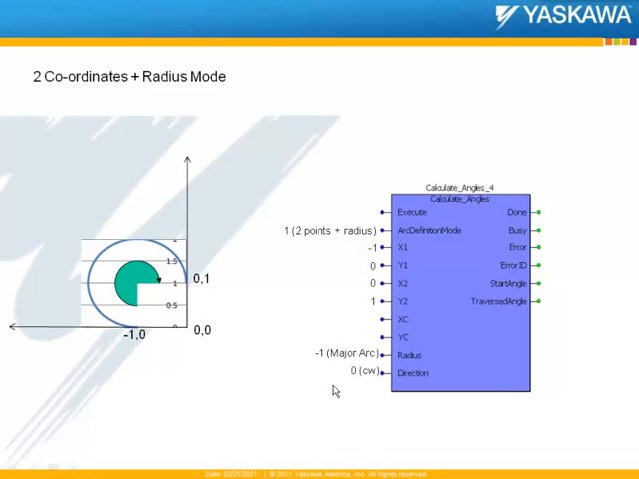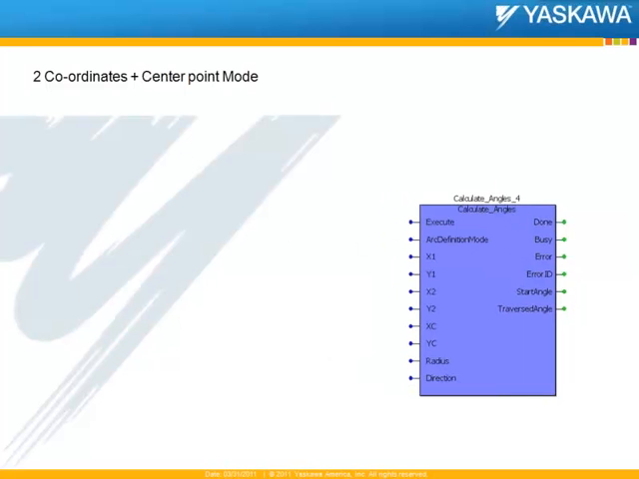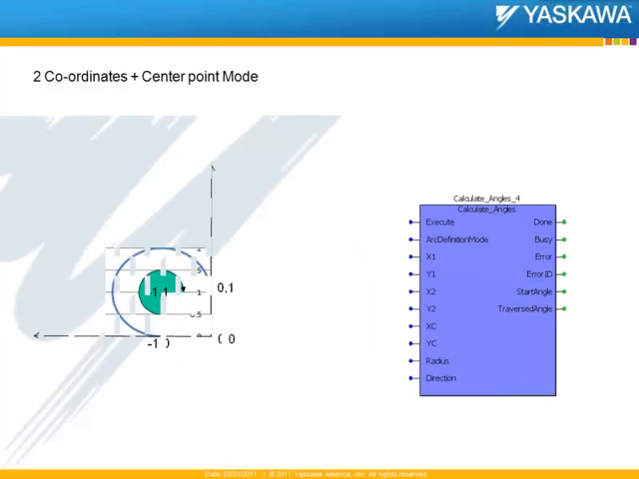The other way of entering data to create the path for an arc is 2 coordinates and the center point. You define your arc definition for your mode, which is basically 2 coordinates and a center point. Give it your x1, y1, x2, y2, and your center points, and also the direction to generate your start angle and traversed angle, which need to be used in the path generator for creating the path for this particular arc. Here's an example for a contour application.